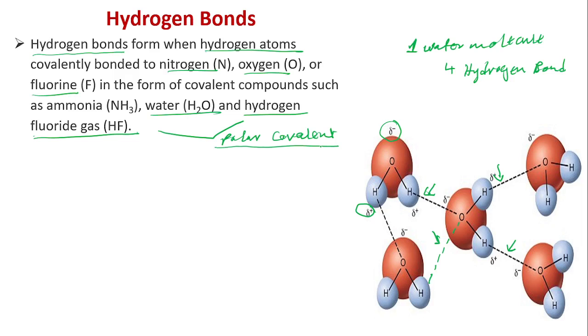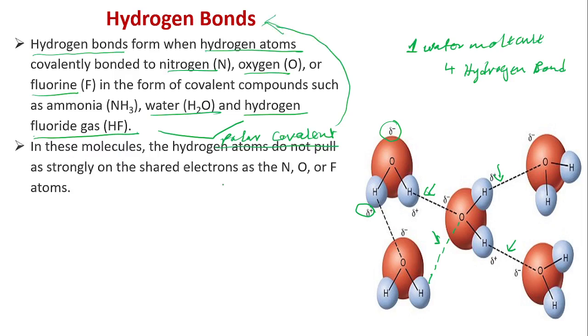So molecules which are polar, they are capable of forming what? Hydrogen bonds between themselves. Okay, so in these molecules, the hydrogen atom does not pull the shared electron as strongly as the nitrogen, oxygen and fluorine. I think this was explained in the previous class.